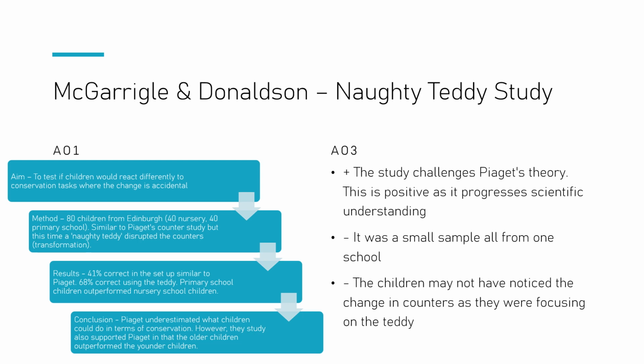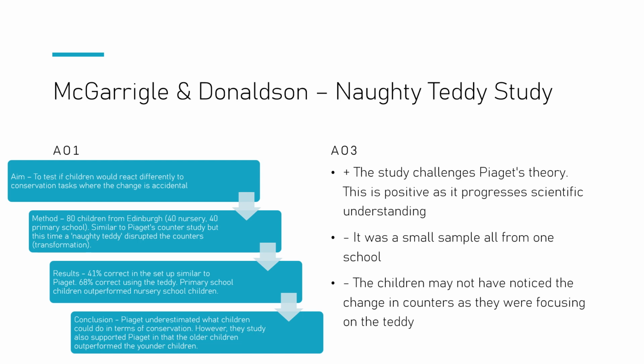So that was their aim, to test whether children react differently if it was an accidental change in the look than on purpose. So what can you do? Well, they did this using a teddy, which is why it's called the Naughty Teddy study, and they had the teddy accidentally change the counters. So the researcher moved the teddy around the research area, and in doing so moved the counters, and then asked the children. They did this in Edinburgh.